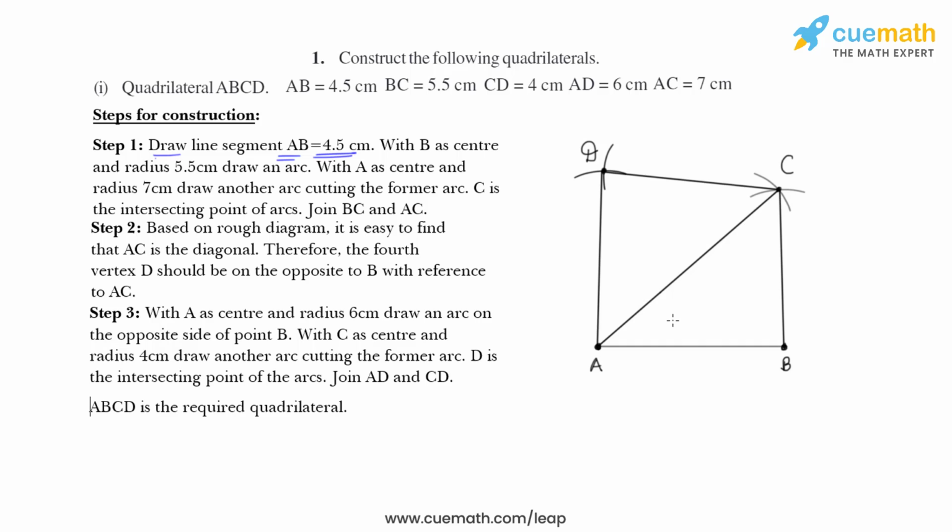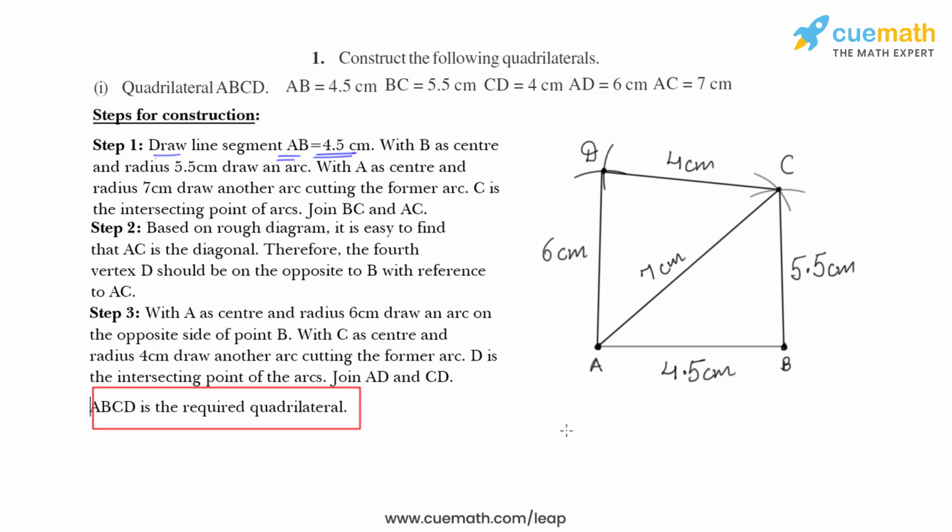And let's mark the side lengths. AB is 4.5 centimeters. We took it in the beginning. Then BC is 5.5 centimeters, AC is 7 centimeters, CD is 4 centimeters, and AD is 6 centimeters. So this is the required quadrilateral ABCD. Let's do the second part now.